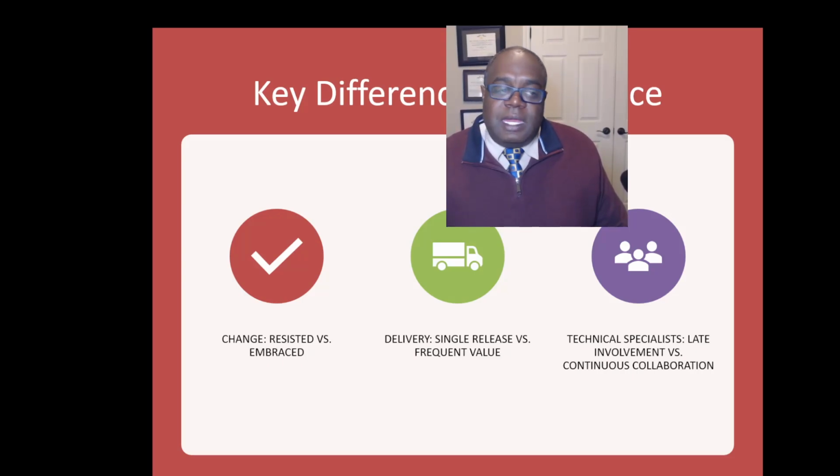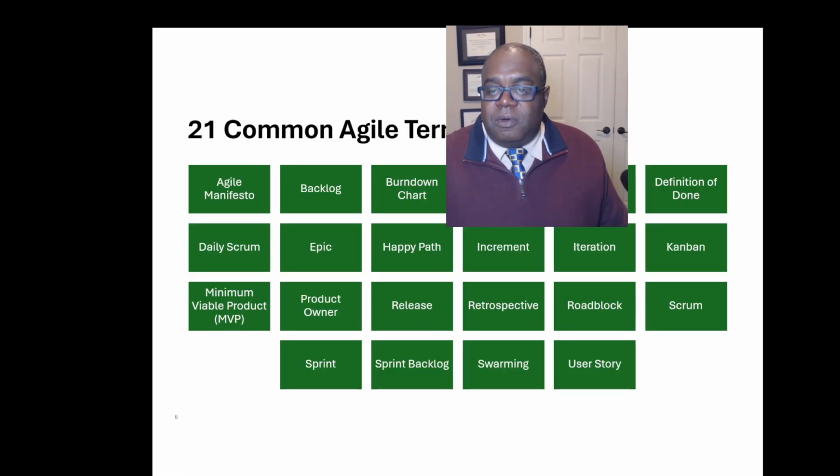Delivery. Hey, again, with linear, it's like someone building a house. You're not going to see it much till you get to the very end. You might drive by and see the house being built, but that's it. Versus delivery for Agile, you're seeing it on a 2-week sprint. You're seeing it, you're seeing it, you're seeing it. So by the time it's finally complete, there shouldn't necessarily be any real surprises. And then we talked about technical specialists and late involvement versus continuous collaboration. And we've got just a little less than 2.5 minutes.